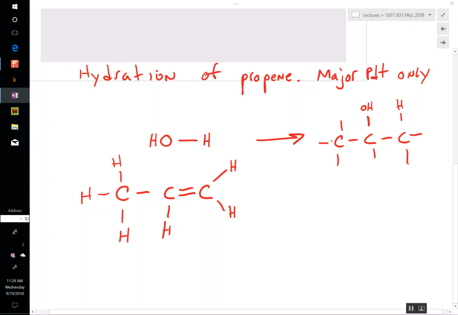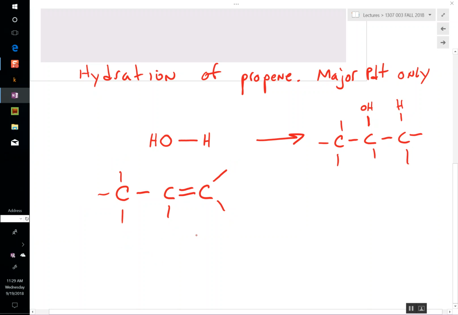I'm going to just put dashes right there, or bonds, just so that you can see where the water came from, or where the water went. So the minor product would be the opposite way, with the H where the OH is? Yeah, let's do the minor product.